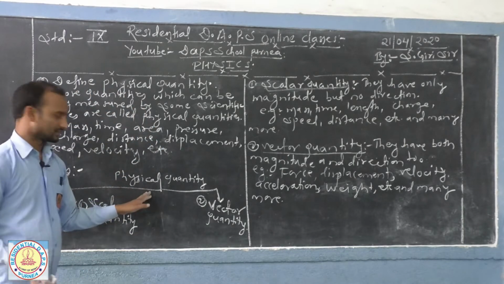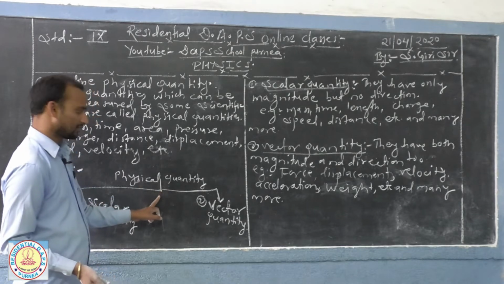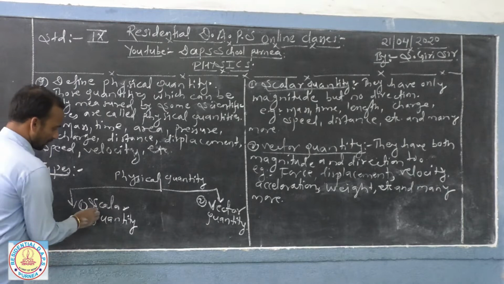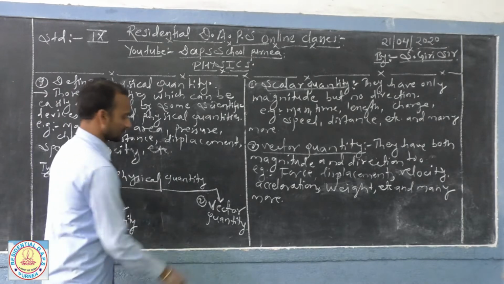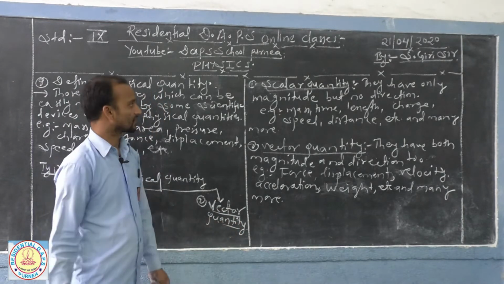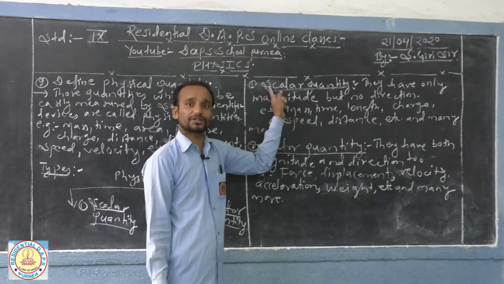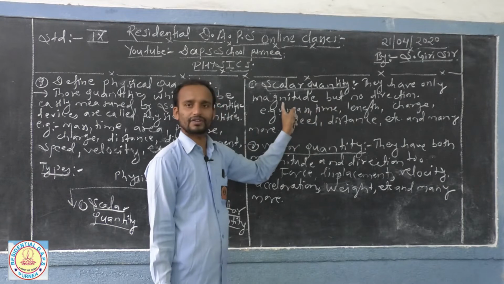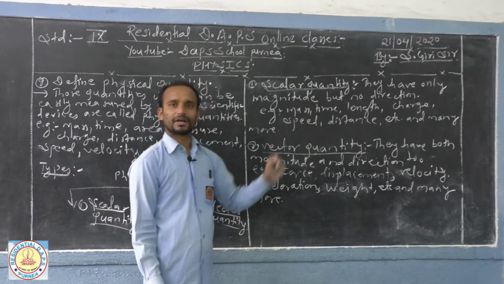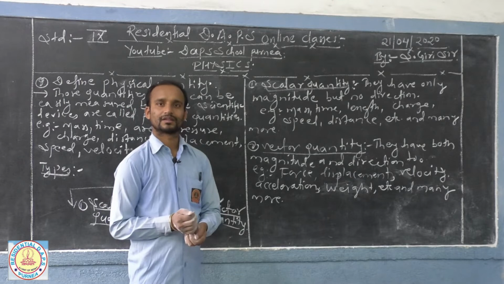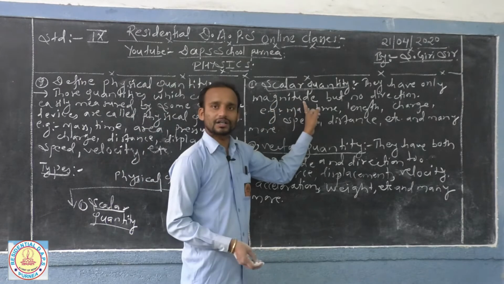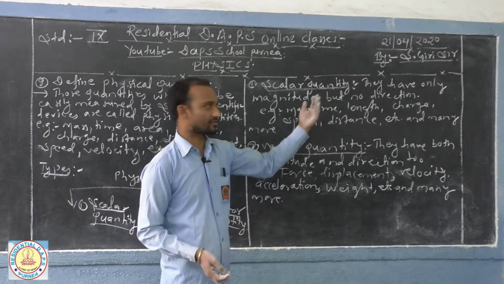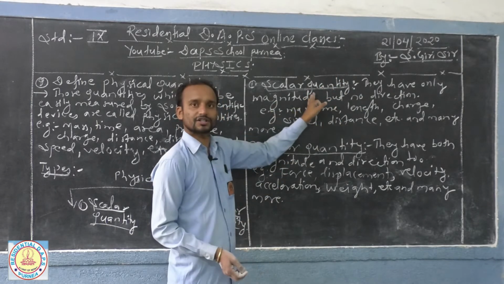And here is the classification of physical quantities. There are two types. Physical quantities are further classified into two types: one is scalar quantity and the next is vector quantity. Now, what do you mean by scalar quantity? Those physical quantities which have only magnitude but no direction. They depend only on their magnitude, irrespective of direction. We don't mention their direction.